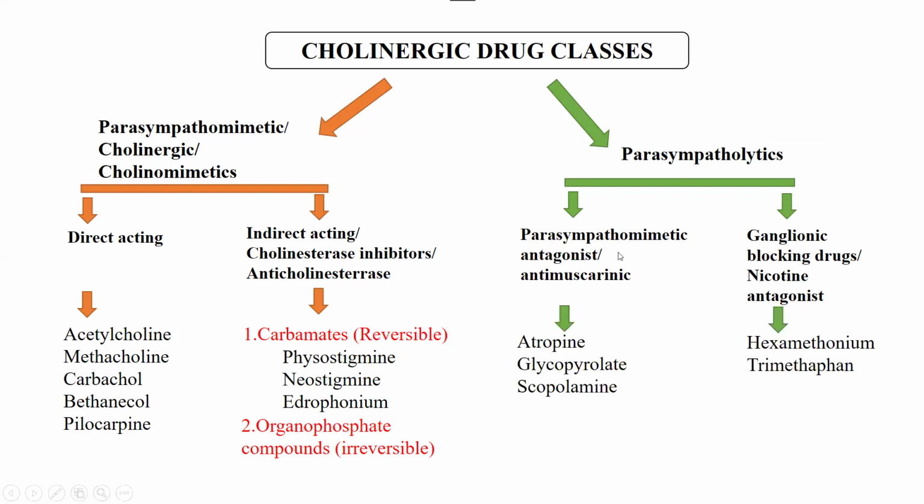Then in parasympatholytics, we have atropine and glycopyrrolate. These two drugs are mainly used. Then we have scopolamine, and in nicotinic antagonists, we have hexamethonium and trimethaphan.